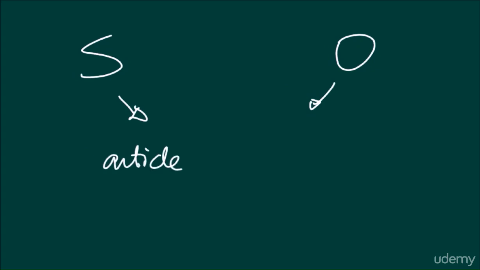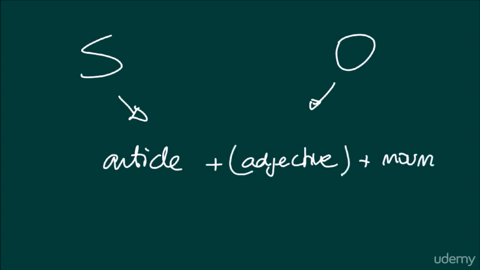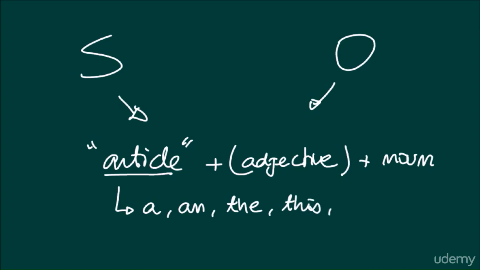Something more to know. A subject and an object can have this structure: an article plus adjective plus noun. The first thing is a word that we call article, that can be the words in the previous lessons. For example, a, an, the, this, that. It tells us if it is something near, one thing, a lot of things, etc.